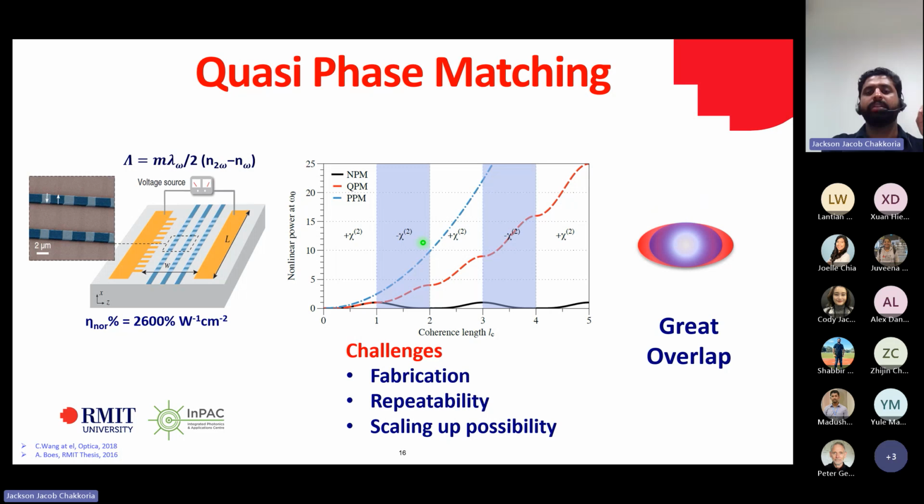But one of the challenges of this technology is that I have to periodically invert the domains of the crystal. This is a fabrication-intensive way of doing it. When you have to scale it up to a wafer scale or multiple wafer runs, it is not quite repeatable, and you can't use the same parameters for different wafers. So this is quite hard to achieve when you think about scaling up. These are the challenges this technology has, and many researchers are trying to solve this. One part of our lab, my colleague Aditya Dubey, is mainly working on this technology.